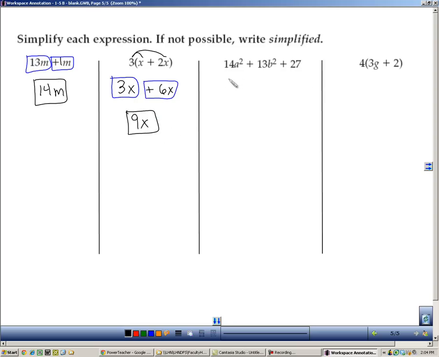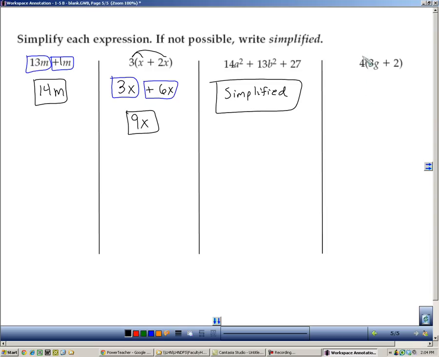Over here there are no parentheses, and there are no like terms. These are a squareds, these are b squareds, so there's really nothing I can simplify. So we write the word simplified to show that it's already done. There's nothing else I can do.